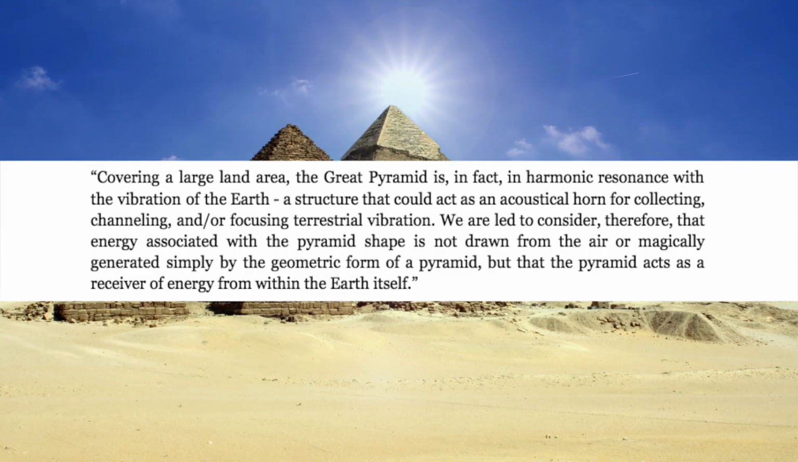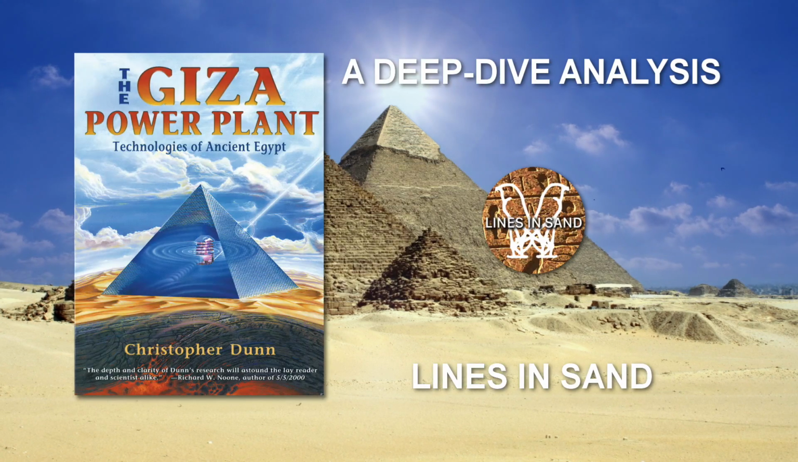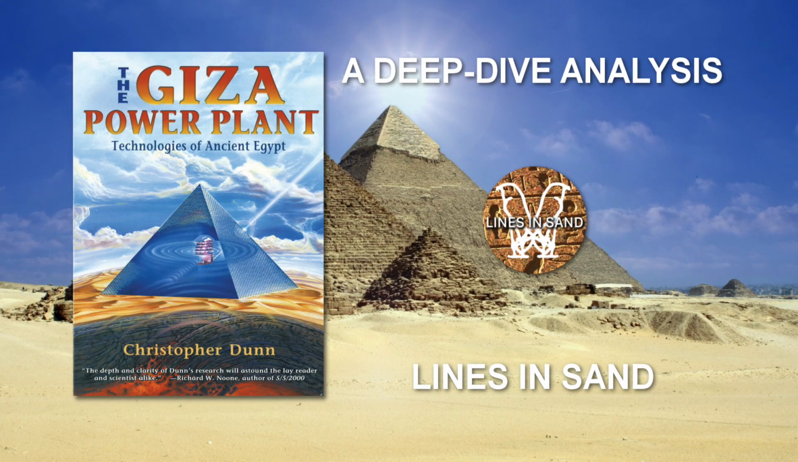"Covering a large land area, the Great Pyramid is in fact in harmonic resonance with the vibration of the Earth, a structure that could act as an acoustical horn for collecting, channeling, and/or focusing terrestrial vibration. We are led to consider, therefore, that energy associated with the pyramid shape is not drawn from the air or magically generated simply by the geometric form of a pyramid, but the pyramid acts as a receiver of energy from within the Earth itself." Now, in the following pages, Dunn addresses the pyramid power phenomenon.